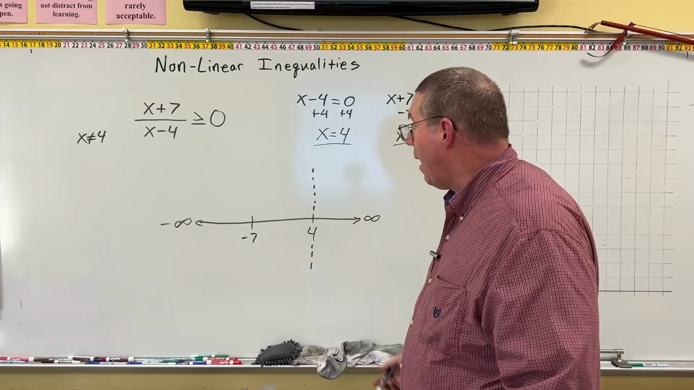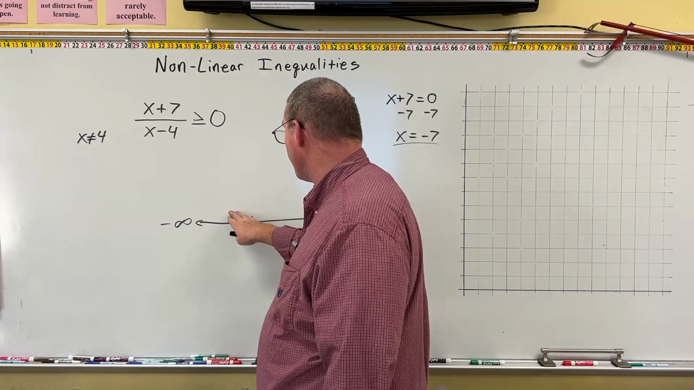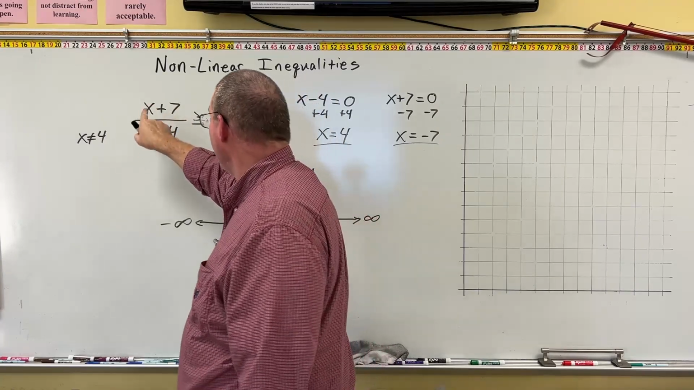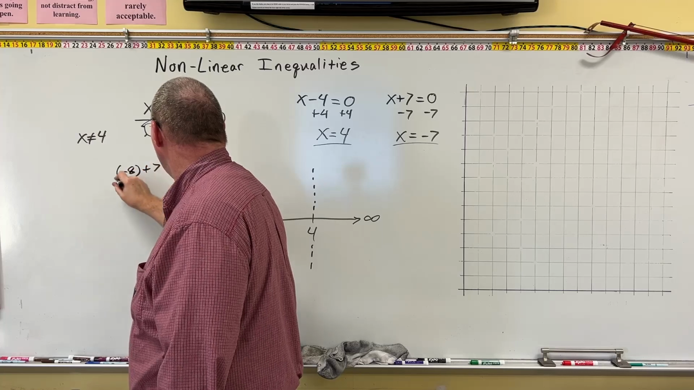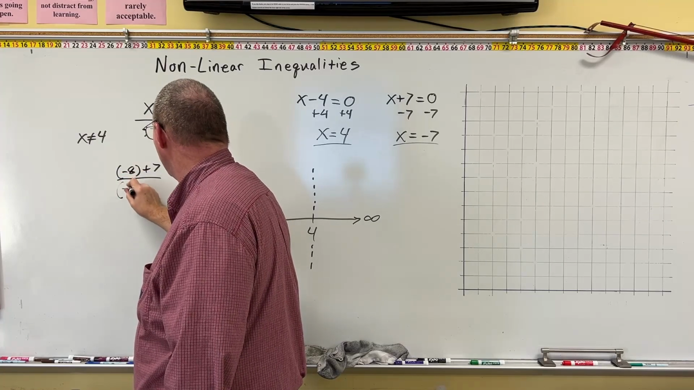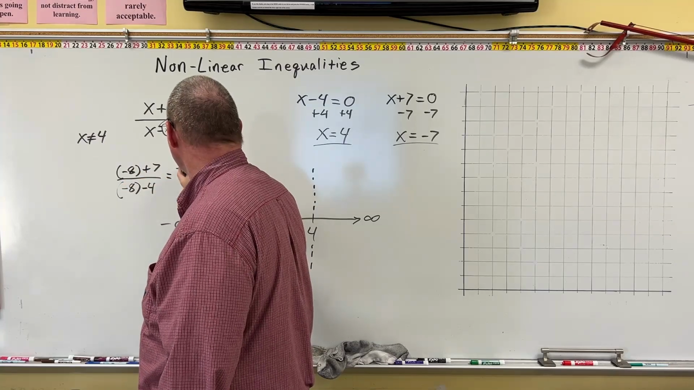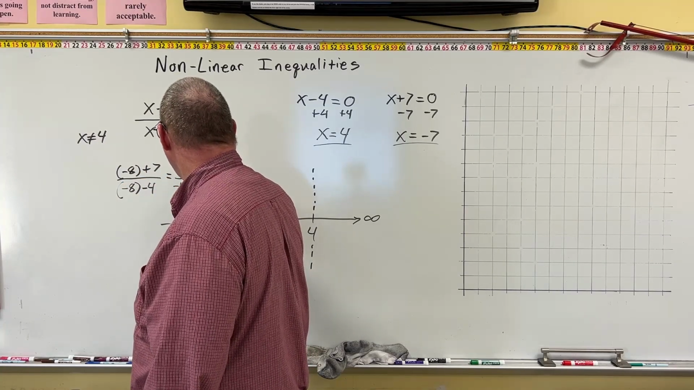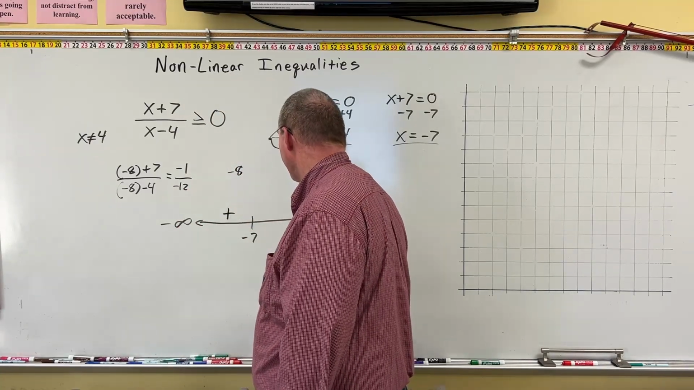But I am going to go about my normal. I'm going to take a number that's in this region. So smaller than negative 7, I'm going to do negative 8. I'm going to put negative 8 in for x here. So I'll do negative 8 plus 7 over negative 8 minus 4. Negative 8 plus 7 is negative 1. Negative 8 minus 4 is negative 12. And a negative divided by a negative is a positive. So I'm going to put a plus here.